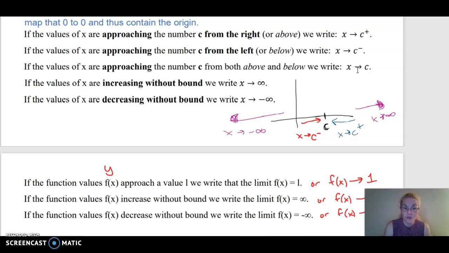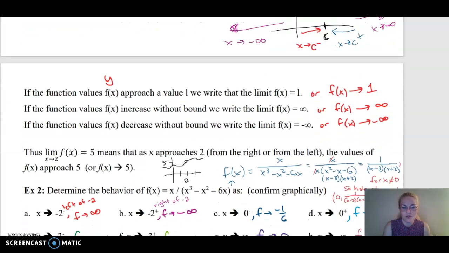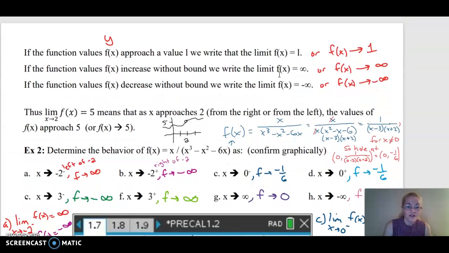That arrow means approaching. If x is increasing without bound, that basically means x is going to positive infinity. X approaches positive infinity. Or x approaches negative infinity. It decreases without bound. So I'm going to introduce a little bit of limit notation to you right now. If the function values f of x, so these are the y values, approach a value of, say, 1 or 5 or 10 or any number, but if they approach some number, we write that the limit of f of x equals 1.